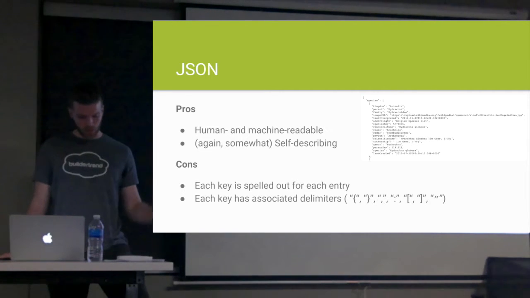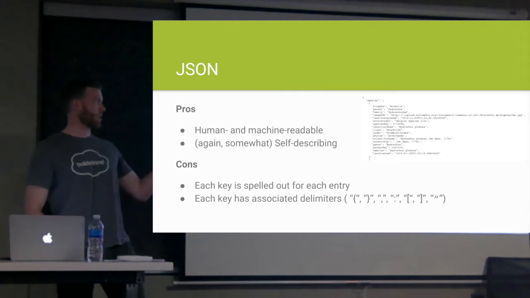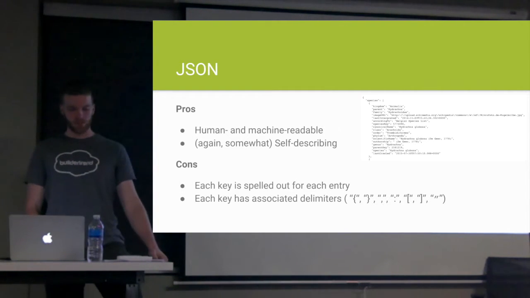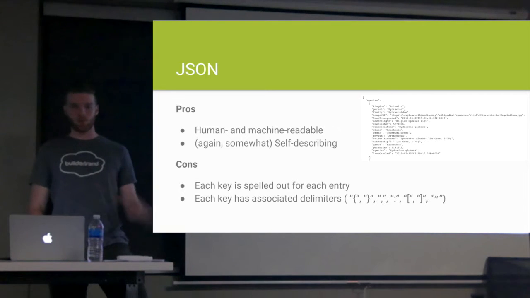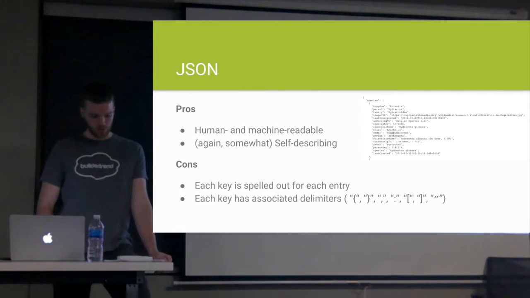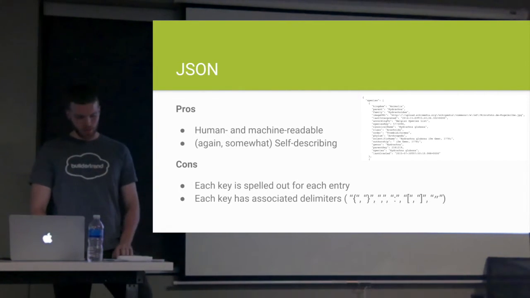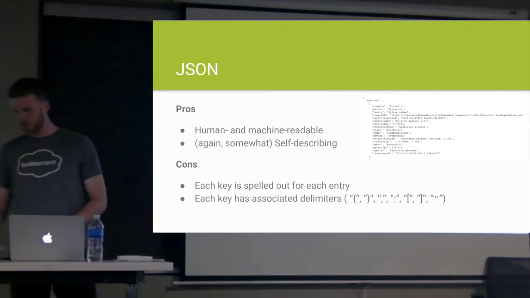So this is one record from my sample data set. Note how each key is spelled out, and for each record, each entry, the same key is spelled out for each field in that object, so it's extra data delimiting your fields.